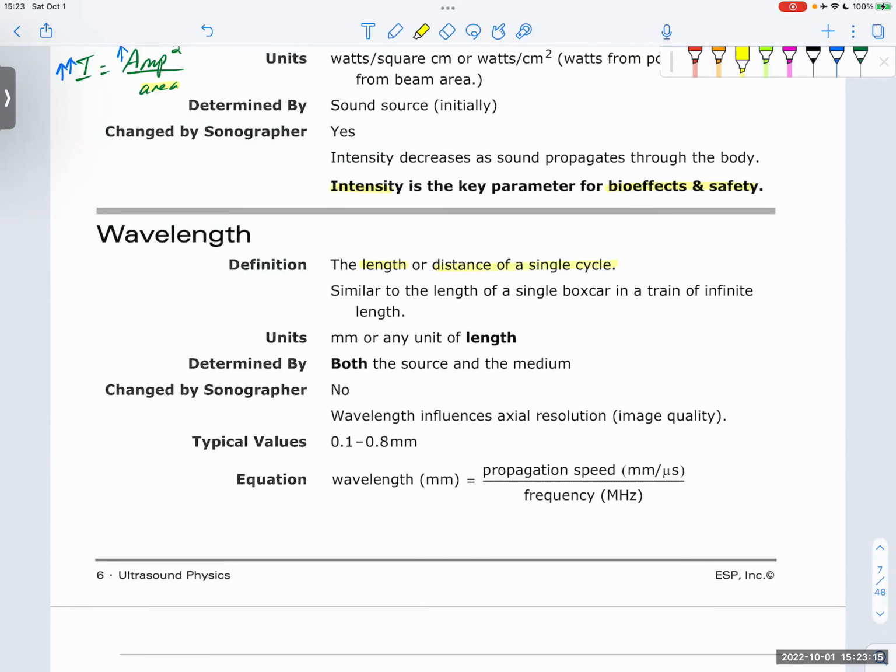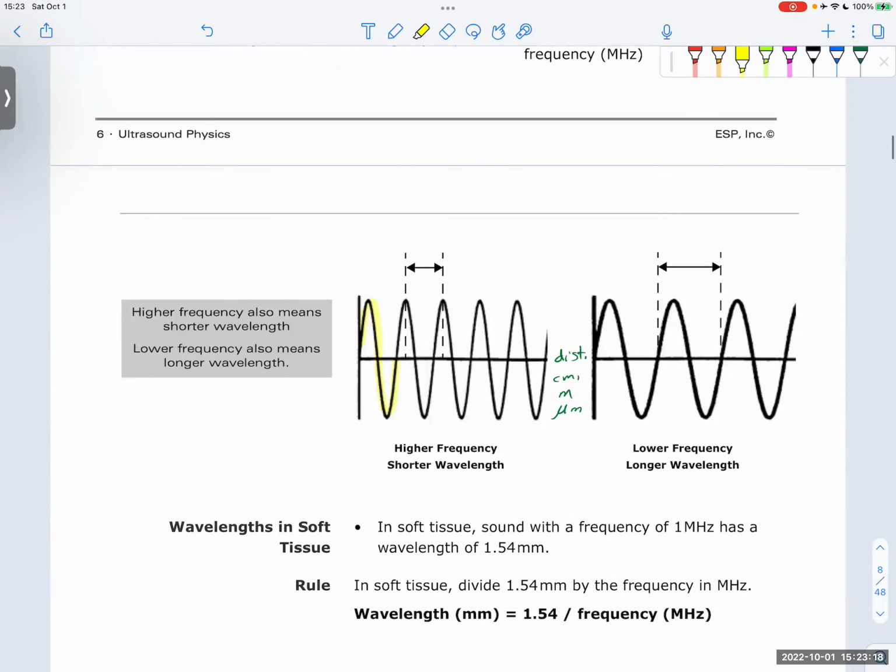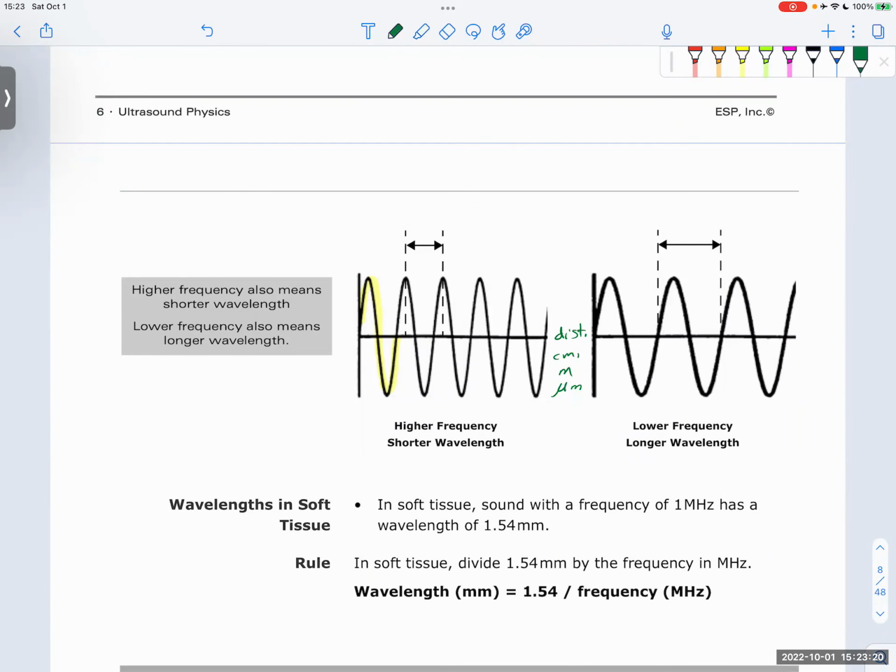As we see here, let's apply the same concept. If I tell you that the y-axis here, the distance, let's say this is 1 centimeter, and here the same thing. So here we have 1, 2, 3, 4, 5 cycles in that 1 centimeter, whereas on the right we have 1, 2, 3 cycles in 1 centimeter. So you can tell that on the left, with the 5 cycles, they are shorter cycles. The wavelength is shorter compared to the one on the right.